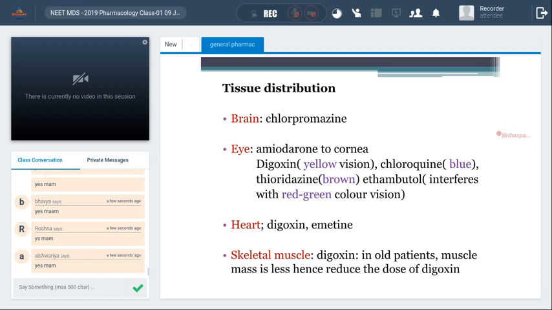Then you have drugs which get deposited in the heart itself. That is digoxin and emetine. So digoxin gets deposited both in the eye and the heart.